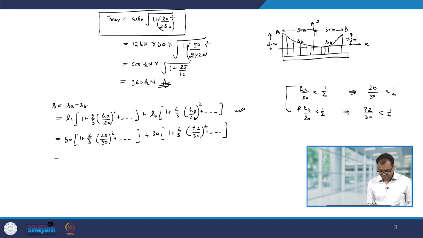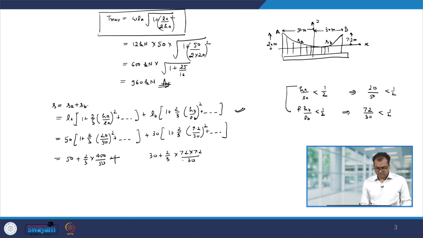So, let us simplify this. This will be 50 plus 2 by 3 into 400 divided by 50, plus 30 plus 2 by 3 into 7.2 into 7.2 divided by 30, and this comes out to be 86 meter. So, this is the length of the cable.